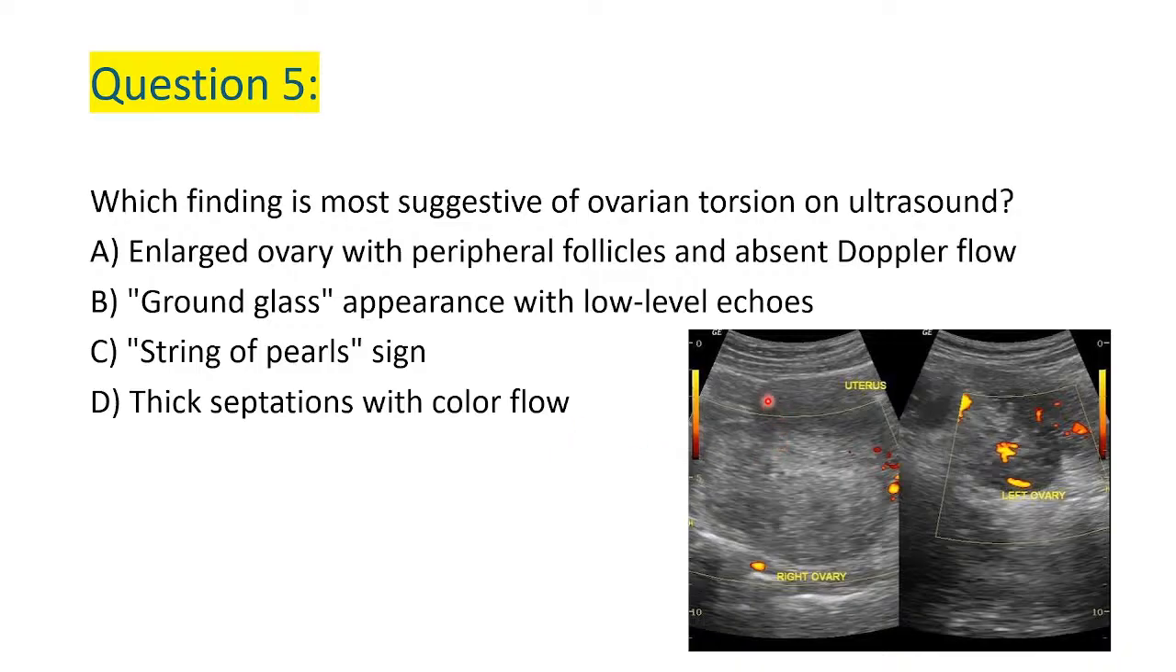So here is an ovarian torsion. You can see that the ovary is enlarged, is demarcated, and there's no internal flow on Doppler. Compared to the contralateral side, you can see there's flow there on ultrasound, there's no flow here. So the correct answer for ovarian torsion is A, enlarged ovary with peripheral follicles and absent Doppler flow. So that's the correct answer.